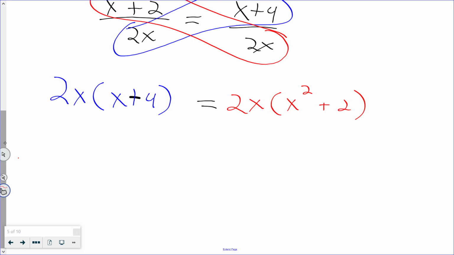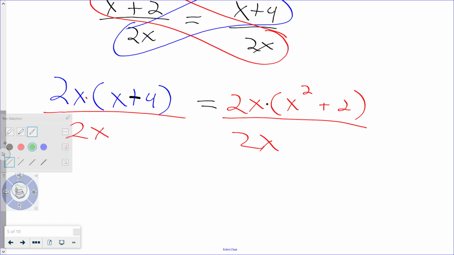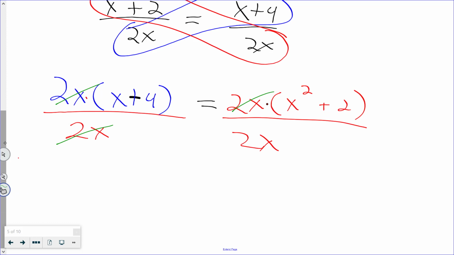Divide. Divide by what? Yes. Divide both sides by 2x. Either way is fine. You could distribute if you want. But this is multiplication here. So you could divide. And if you divide, that cancels out. And now you have x plus 4 equals x squared plus 2.